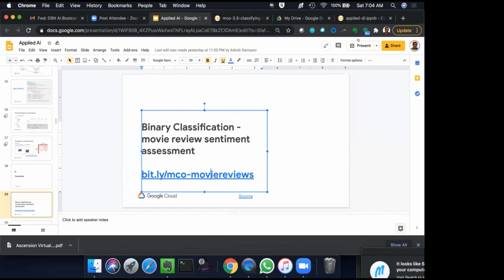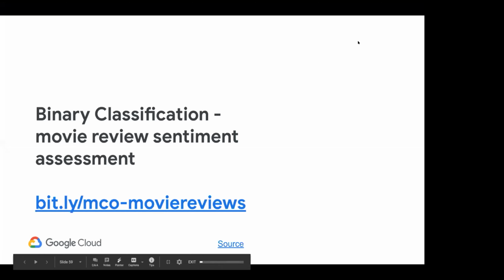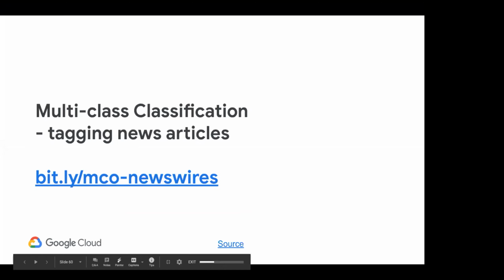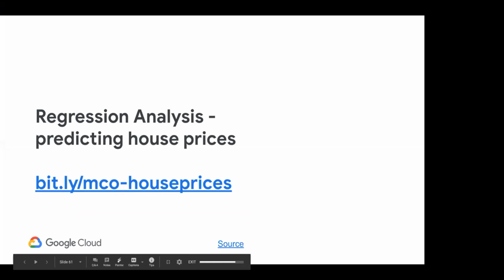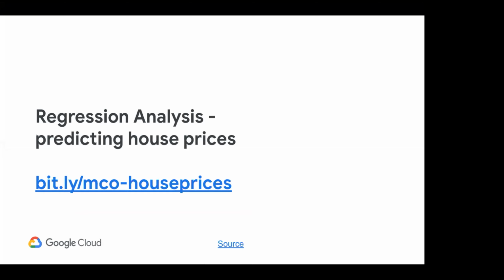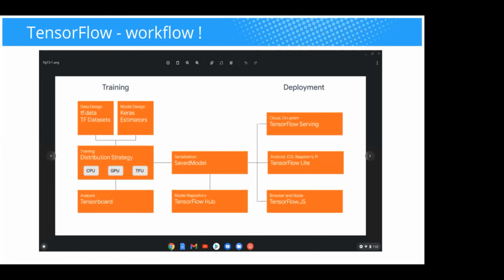So now let me go back here. Here I have an example of movie classification, an example of tagging a news article, etc., and predicting the house price. And the source code is available here. I'll make the presentation available to you, and you can look at it. But I have to move on because I don't have enough time left.